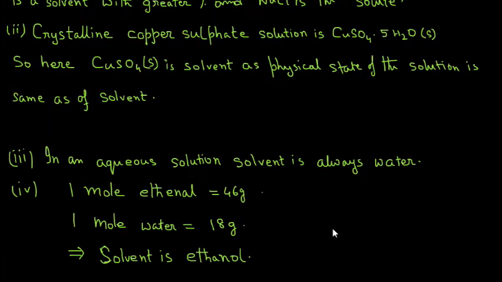Fourth one, 1 mole of ethanol is equal to 46 gram. 1 mole of water is 18 gram. Therefore, the solvent is ethanol and the solute is water.